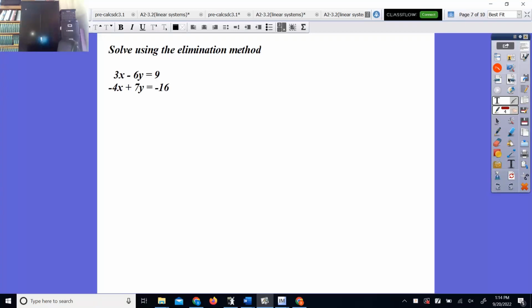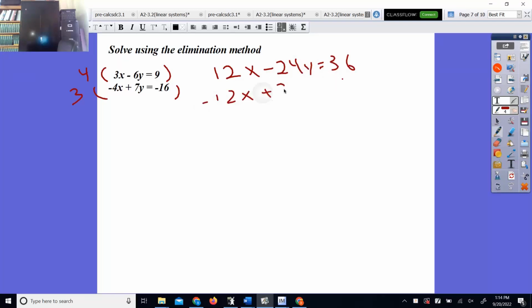Okay, I need to stop and go over this one. I only got the 3 rows there to check your work. When I looked at this thing, I thought about x's. I did 4 at the top and 3 at the bottom because I knew what the outcome would be. I'd have 12x up top, negative 12x in the bottom. 12x minus 24y is 36. And negative 12x plus 21y is negative 48.